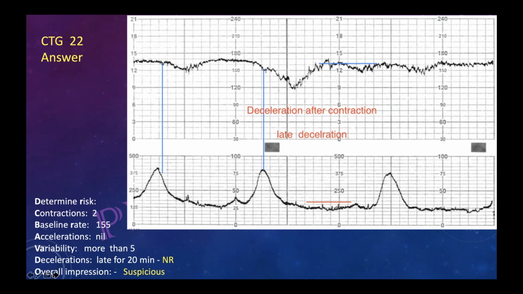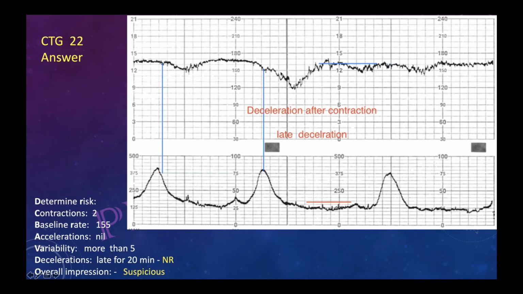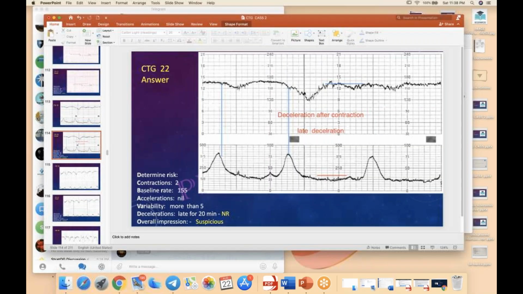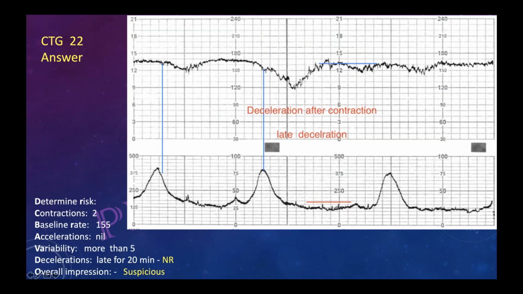Yes, ma'am. Actually, when I wrote the answer, I saw late decelerations, but I never calculated this, therefore I never put it. Now, if it is more than 3 minutes, it will be an abnormal feature, then it will make it pathological. Ma'am, is it pathological or suspicious in this slide? I'm confused with it.